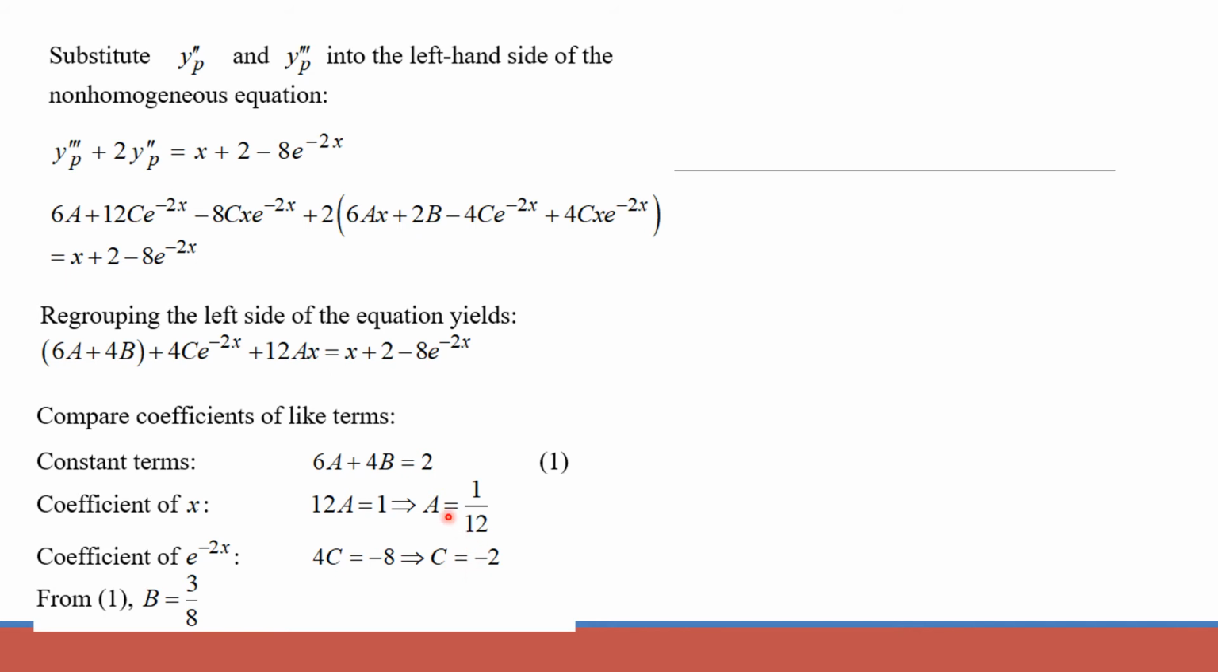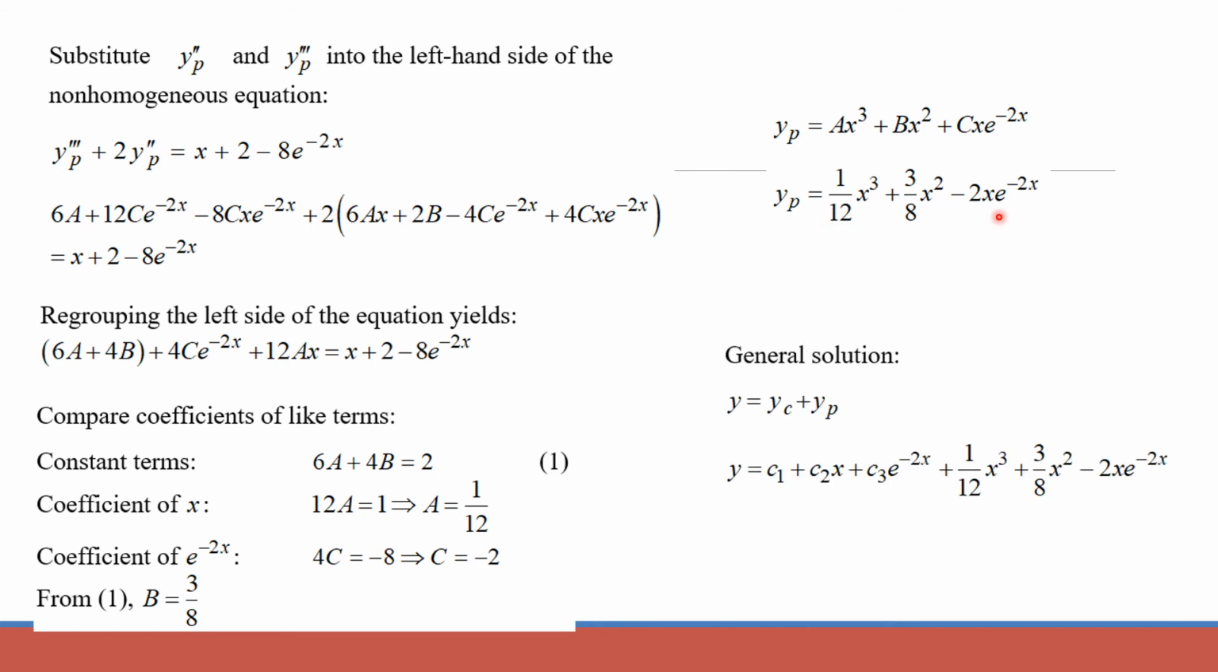So we have already known a, we have already known c, and we can also find b from equation 1 because a has been known to be 1 over 12. So solving for b, we get b equals 3 over 8. Okay, so we already know the values for a, b, c. Now let's go back to the form of the yp. yp was given as ax cubed plus bx squared plus cx e to the minus 2x. Now we substitute a by 1 over 12, b as 3 over 8, and c as negative 2. So this is the form of the particular solution.